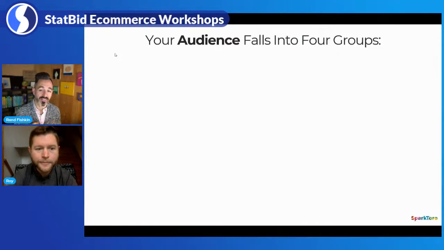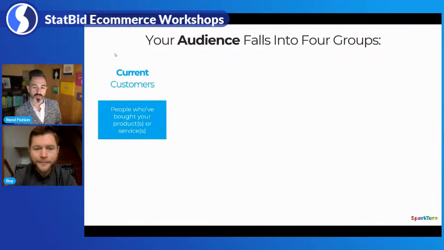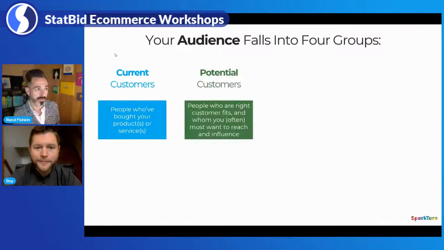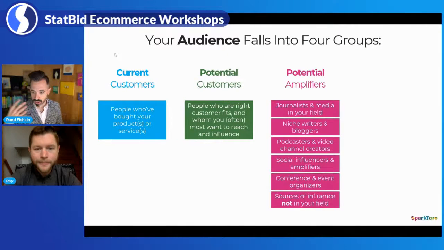Generally speaking, and again, I like to visualize this, I find that these audiences fall into four groups. There are people who are your customers today, and you have attributes about them, things that you know about them. There are potential customers, people who are right customer fits. They look a lot like your current customers, and they're the people you most want to reach and influence to convert.